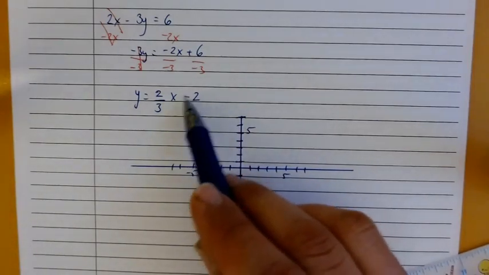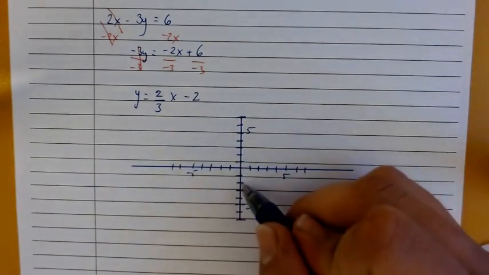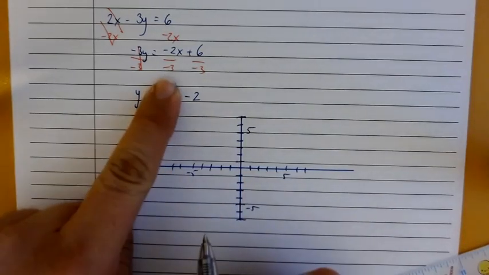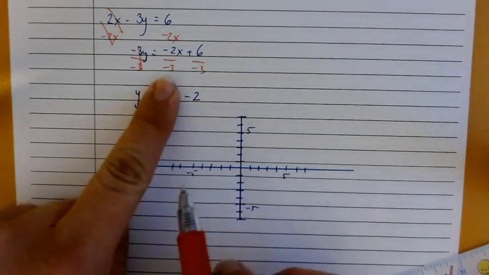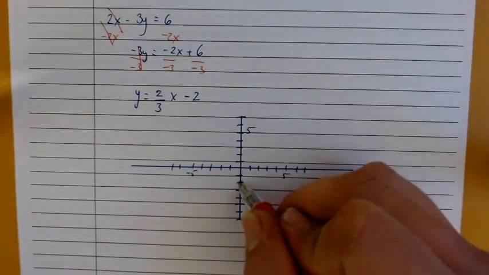Because you have a constant of negative 2, that means our y-intercept will be the point (0, -2), down here. Or in other words, if you plug in x equal to 0, that's 0 minus 2. So if x is 0, y must be negative 2. So (0, -2) is your y-intercept.